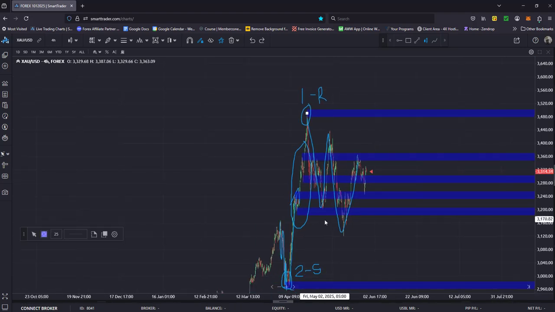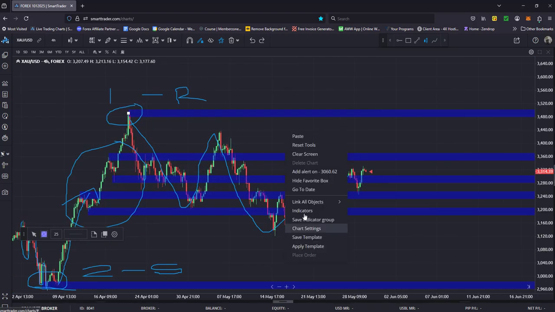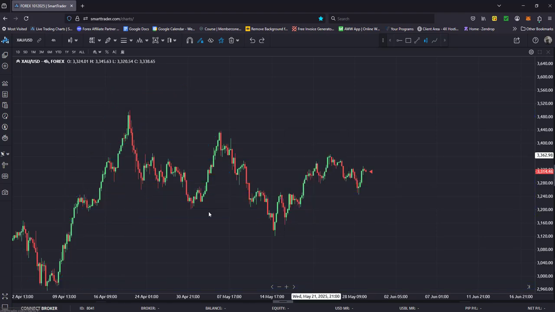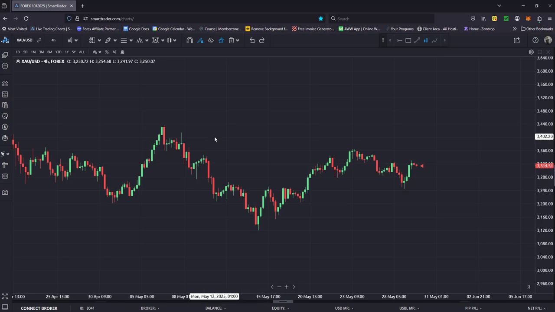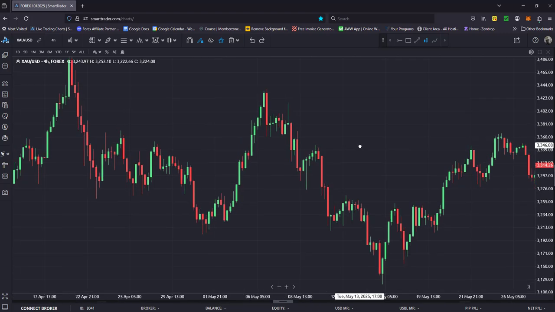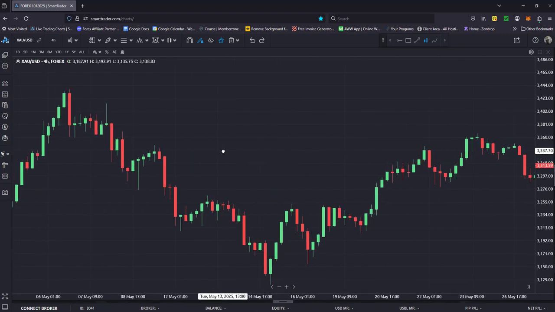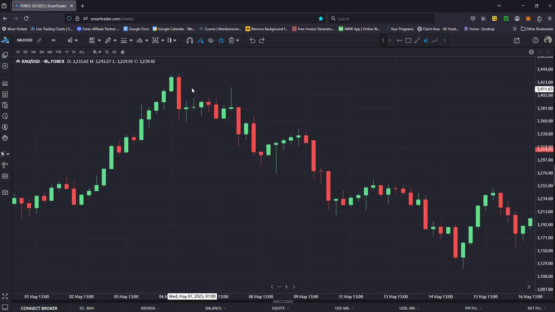So let's try to look at some real examples. Let's do this. Clear screen. This is the 4-hour. I'm just going to zoom in to this downtrend here. I'm using this high here and this low just for example purposes.